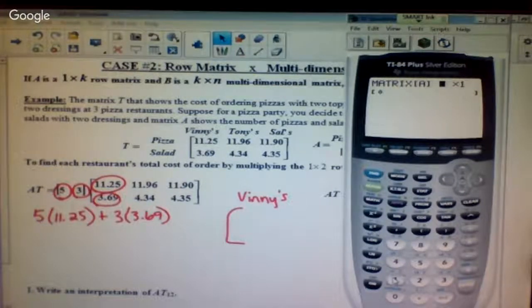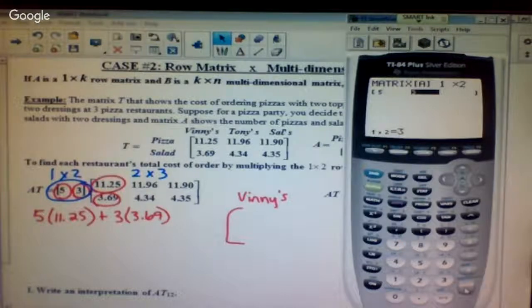In here, the first thing you need to tell it is the dimensions. This is a what by what matrix with 5, 3? This is a 1 by 2. So you want to hit 1, enter, 2, enter. See how I expanded it and gave you room to add in your numbers. Then you're going to enter in 5, enter, 3, enter.